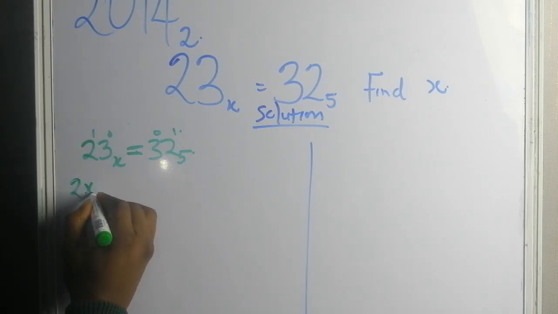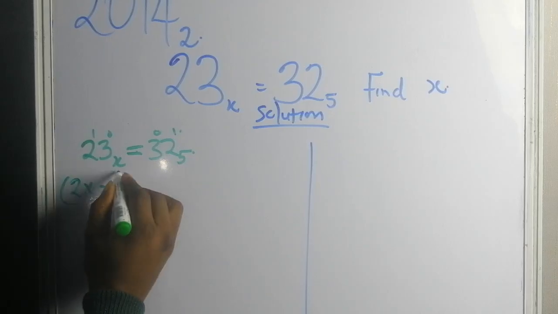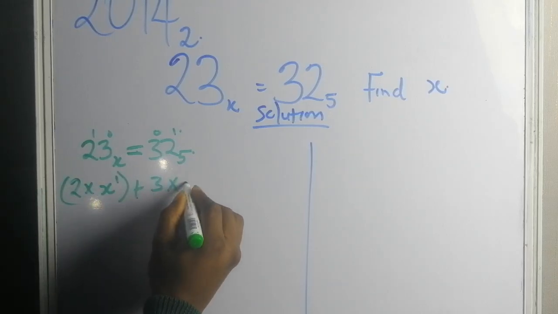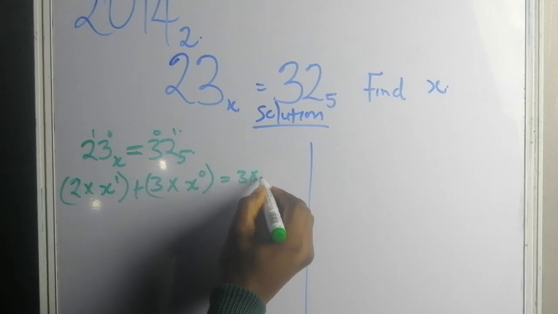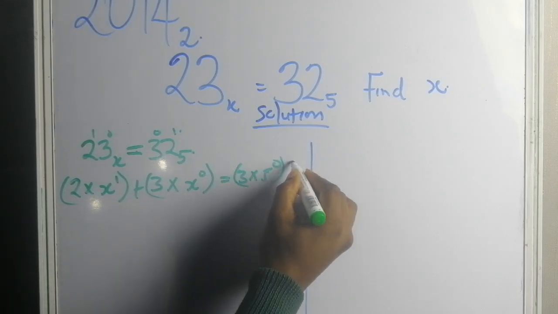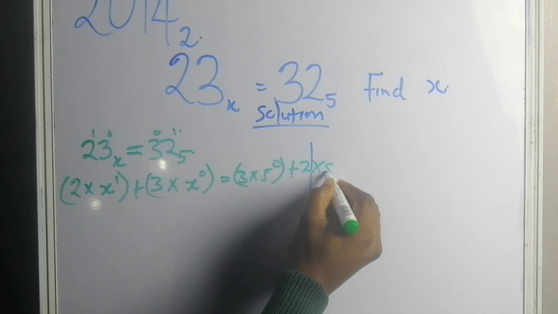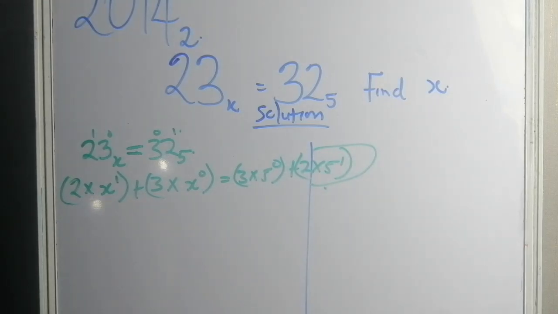So this is the same thing as saying 2 times x raised to power 1 plus 3 times x raised to power 0 equals 3 times 5 raised to power 0 plus 2 times 5 raised to power 1. It's as simple as that, straightforward, and it's not something that will take your time at all.